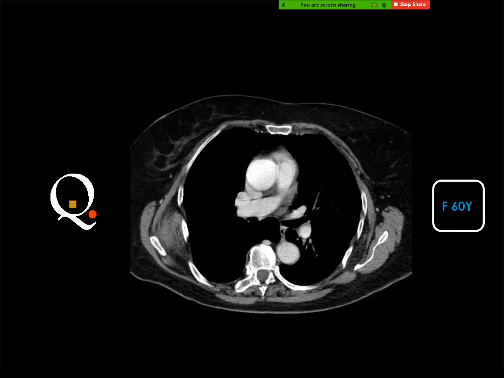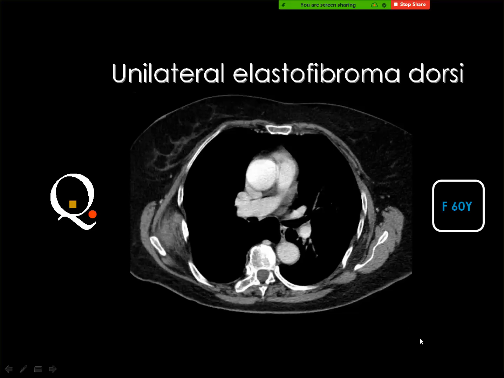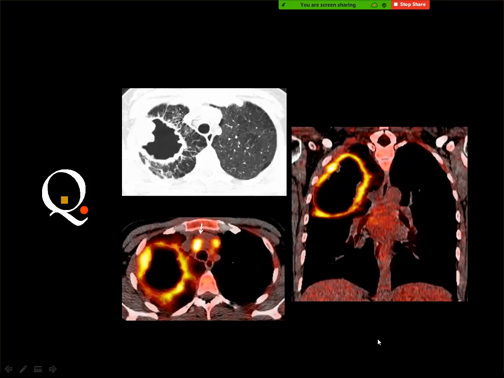Is it on the left, the right, or both? Bilateral, but more on the right. The right one is bigger than the left one. Very good. This is elastofibroma dorsi, which is an incidental finding.